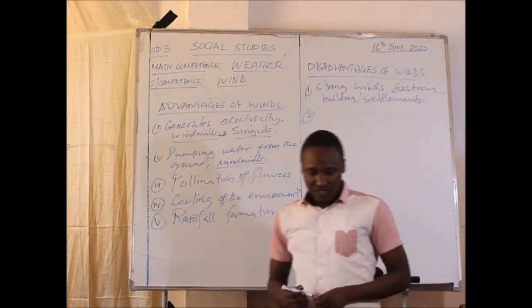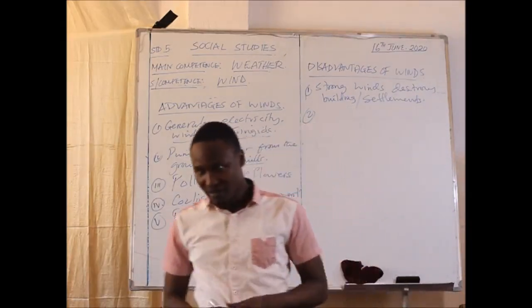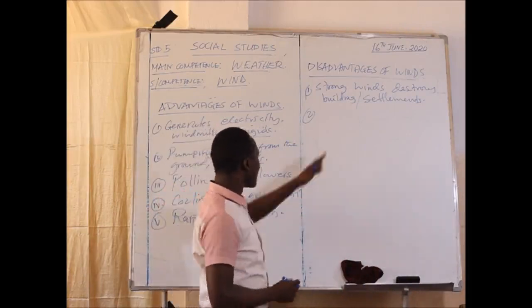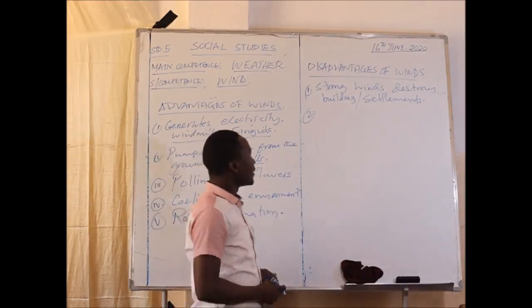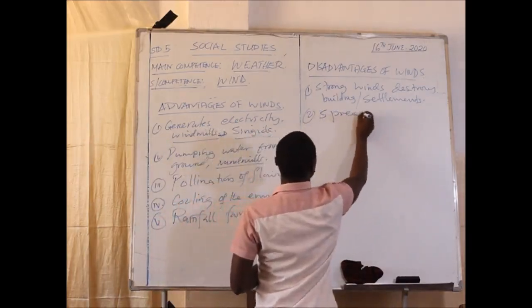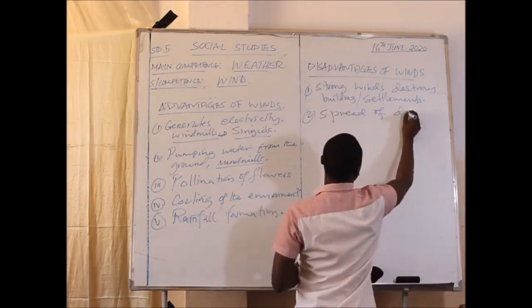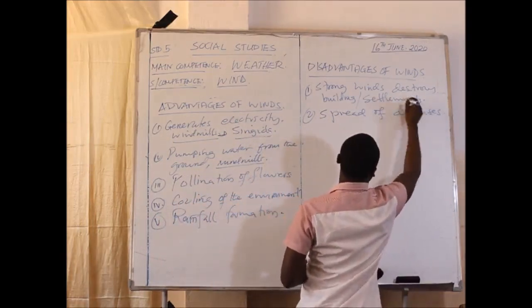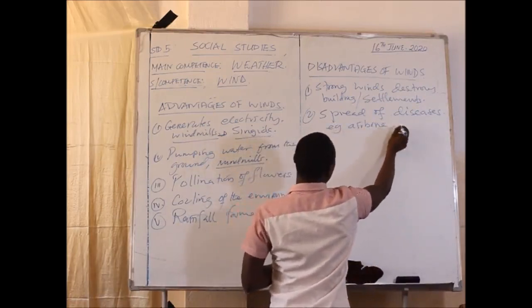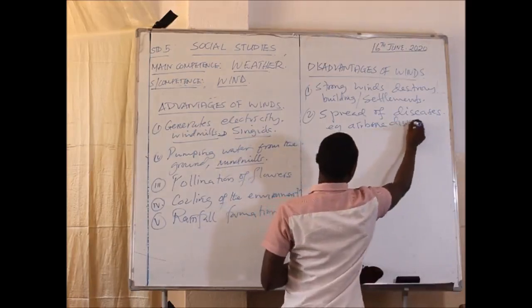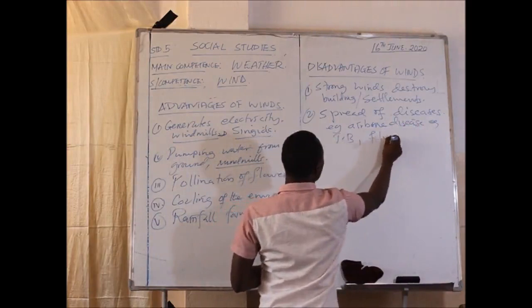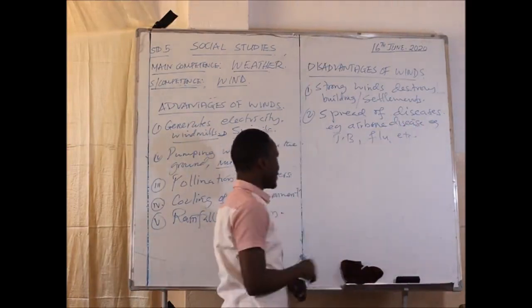Another disadvantage of wind is the spread of disease. As I've said, wind acts as an agent of pollination, but winds also lead to the spread of diseases, especially airborne diseases such as tuberculosis, flu, and others.